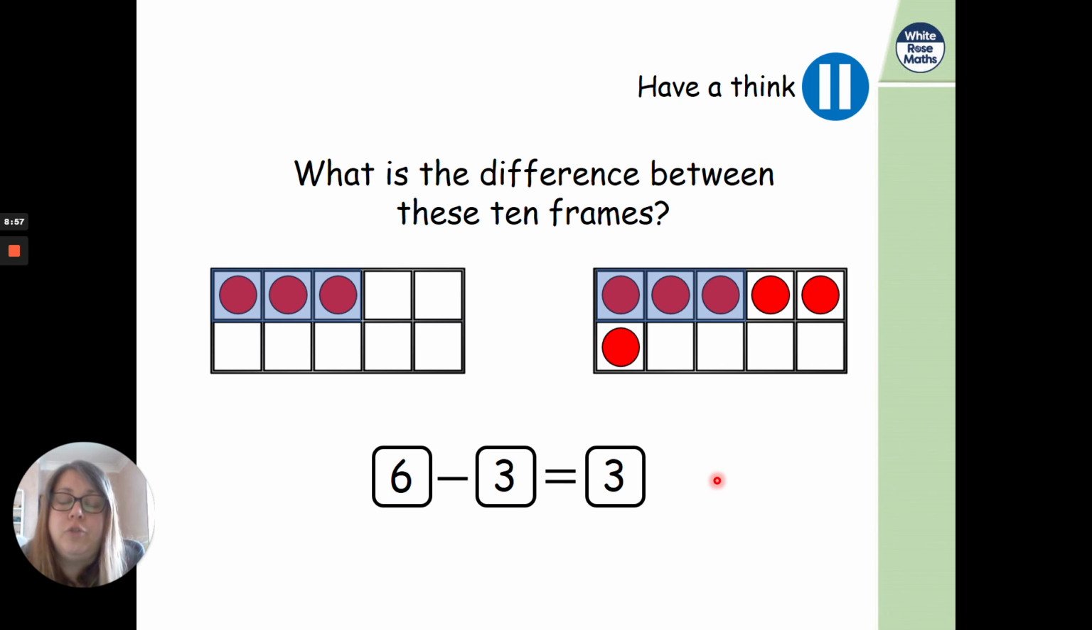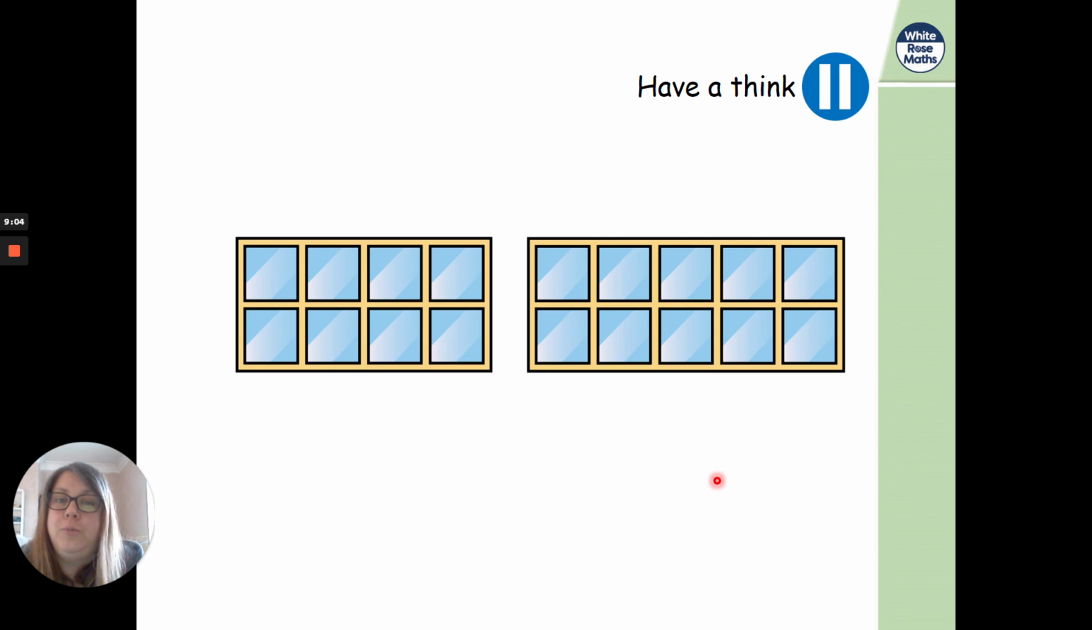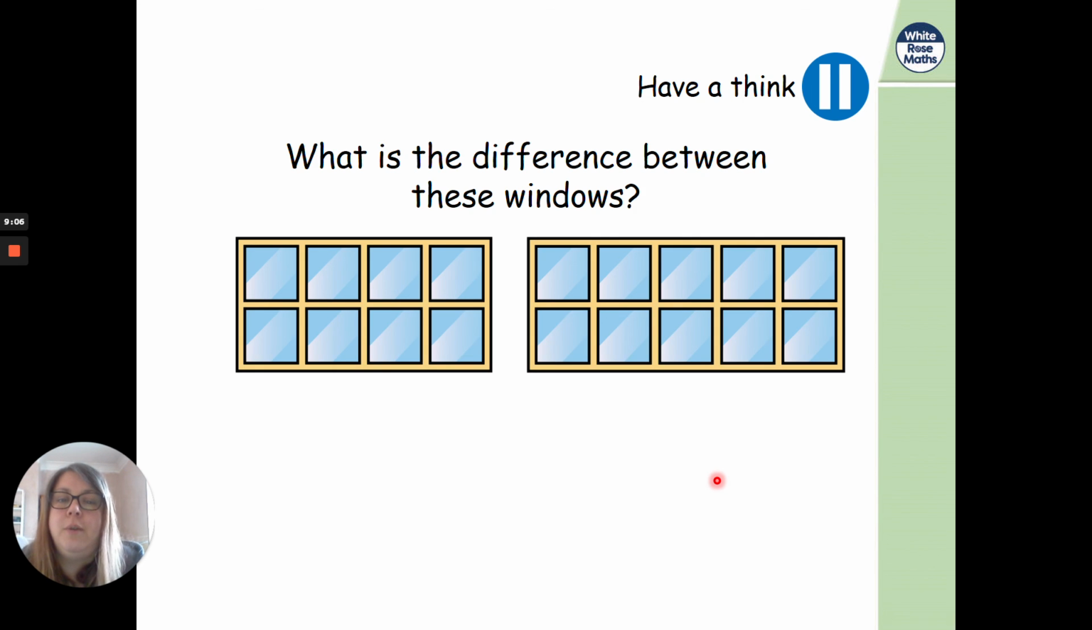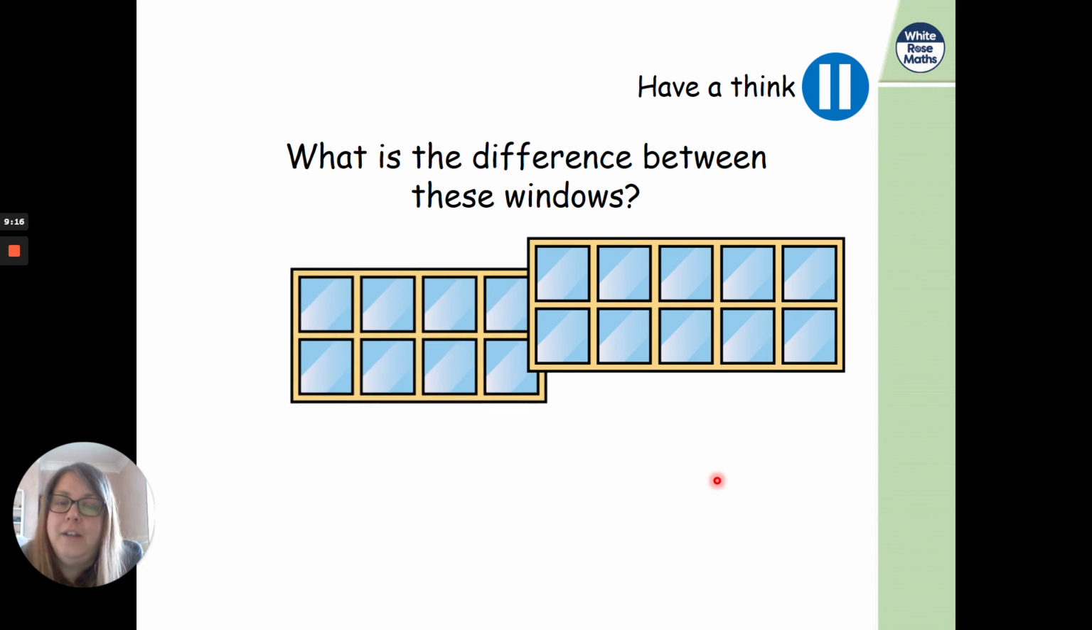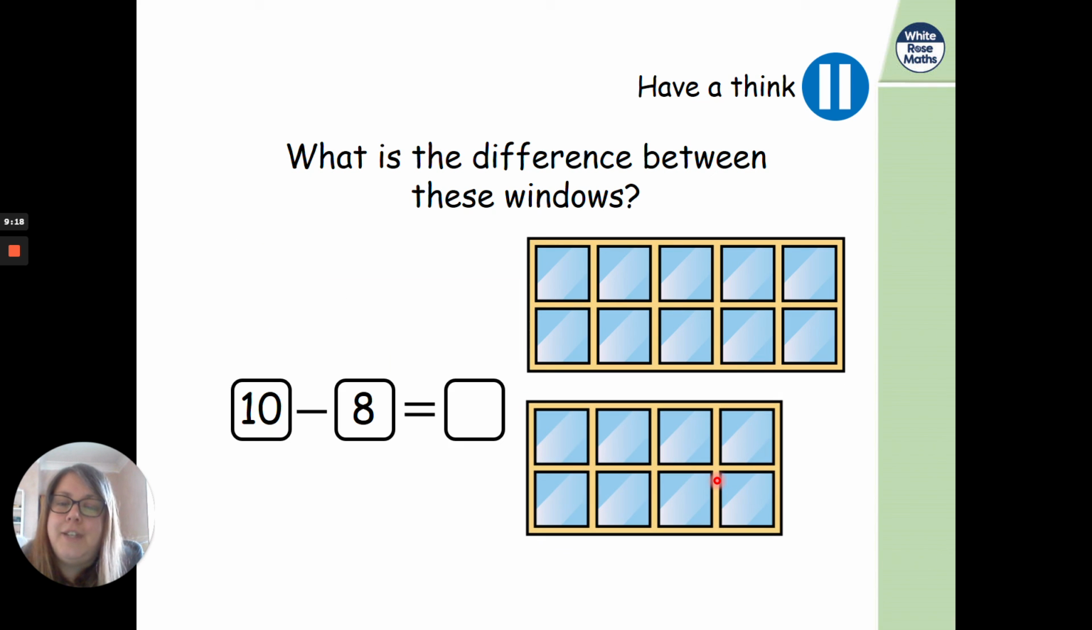But I know some children will find finding the difference quite tricky. So well done if you haven't. But let's just do one more just before we finish. So what's the difference between these windows? Remember, we're thinking about the number, the difference between these windows. It is, we've got 8 and we've got 10. So the difference is 10 take away 8, which equals 2. Well done if you managed to do that. Like I say, it is just like subtraction.